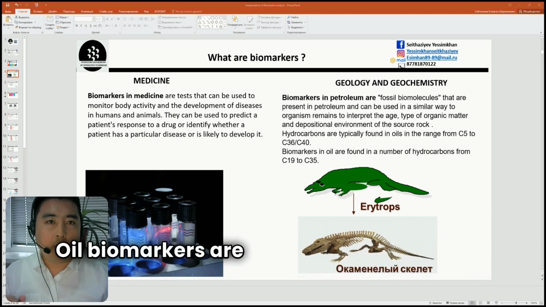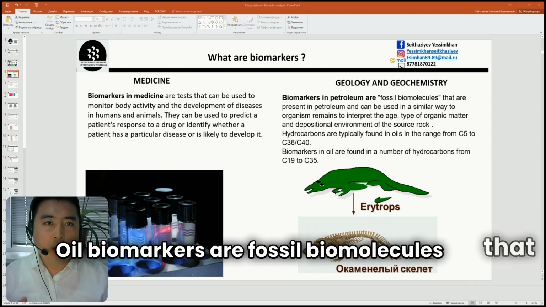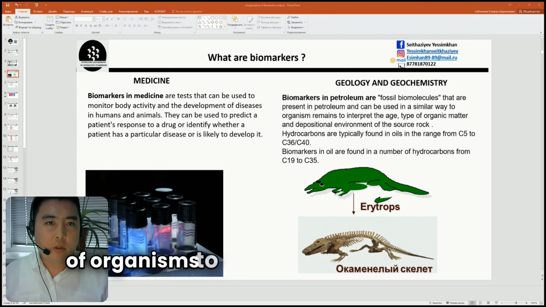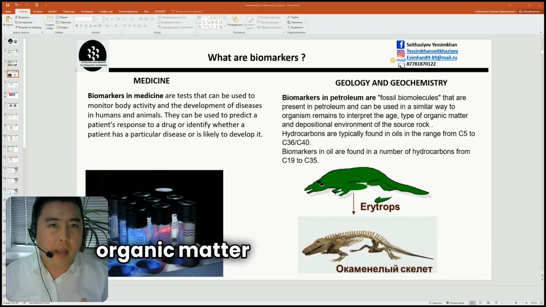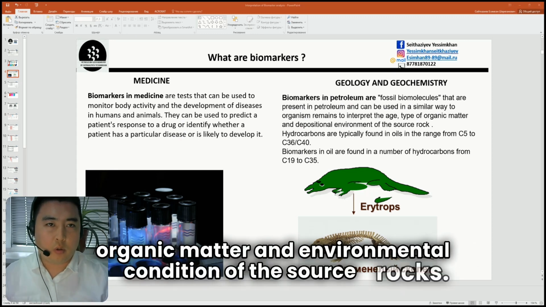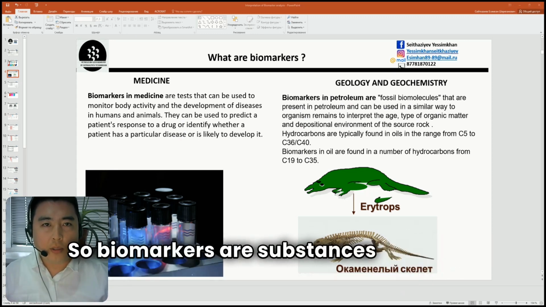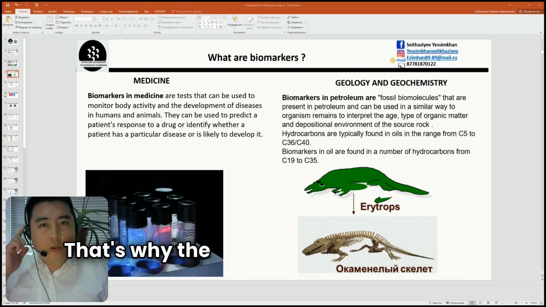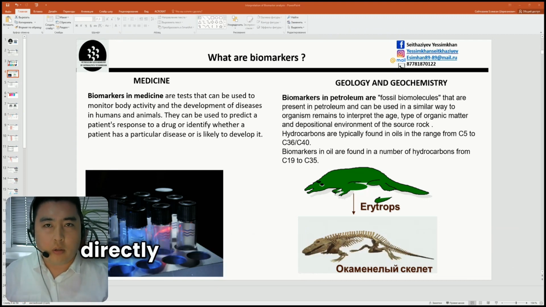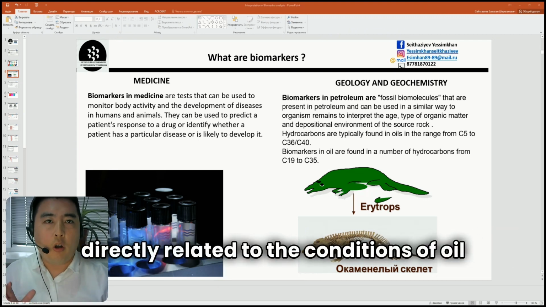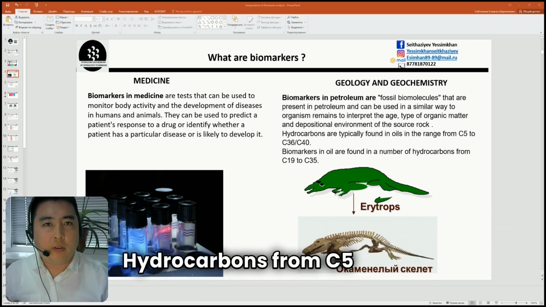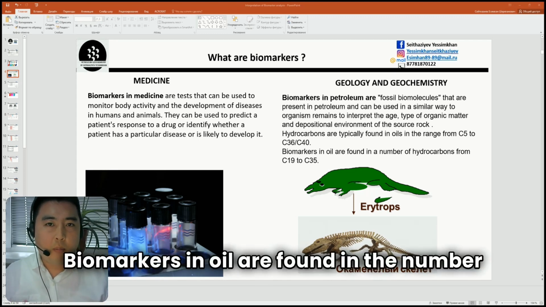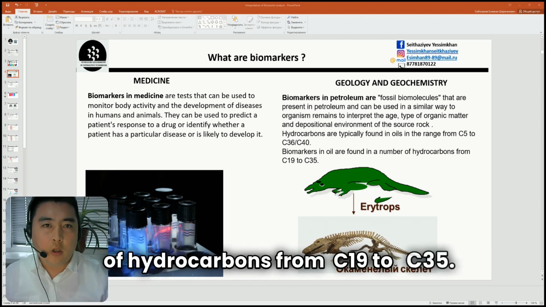Oil biomarkers are fossil biomolecules that are part of oil and can be used as remains of organisms to interpret the age, type of organic matter and environmental condition of the source rock. So biomarkers are substances formed in oil when it was formed in the Earth's crust. That's why the relative concentrations as ratios are directly related to the conditions of oil formation. Hydrocarbons from C5 to C40 are usually found in oil. Biomarkers in oil are found in the range of hydrocarbons from C19 to C35.